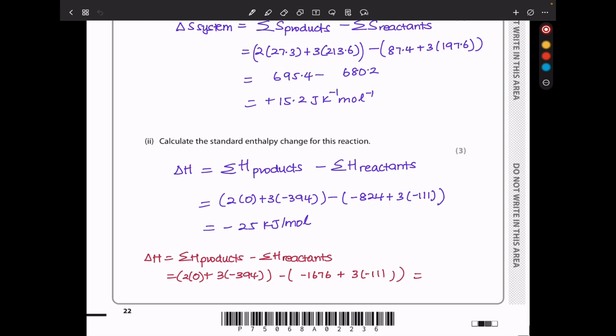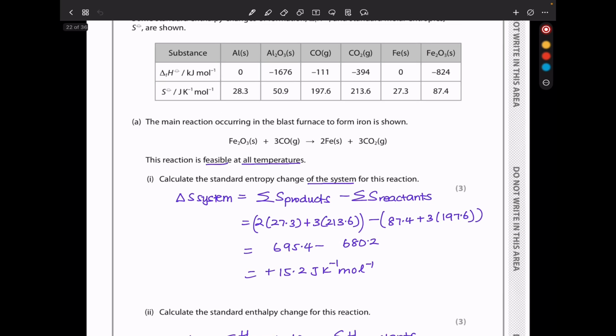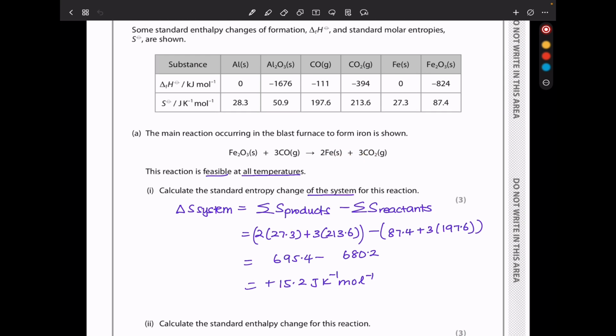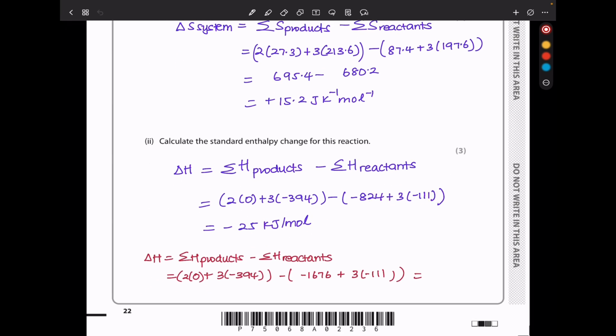The next I say calculate the standard enthalpy change for this reaction. Enthalpy change for the reaction should equal the summation of the enthalpy of the products minus the summation of the enthalpy of the reactants. Again, going back here, the products are going to be these, so using the enthalpy values. For iron, we have 0, so 2 times 0 plus 3 times negative 394. For iron oxide, negative 824 plus 3 times negative 111, giving me that. So subtracting, I got negative 25 kilojoules per mole.